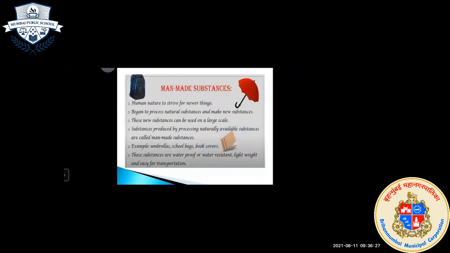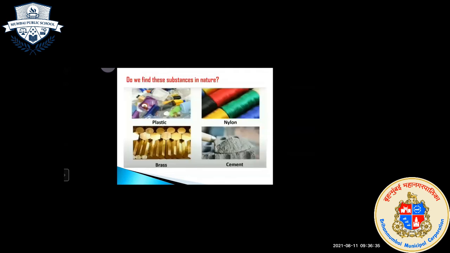Now see students here, man-made substances. Now we have gone further for man-made substances. Now students, these are the substances, and my question is, do we find these substances in nature? Hello? Do we get it naturally from nature? Please tell me. Plastic, do we get directly from nature? Same way, nylon, brass, cement, no.